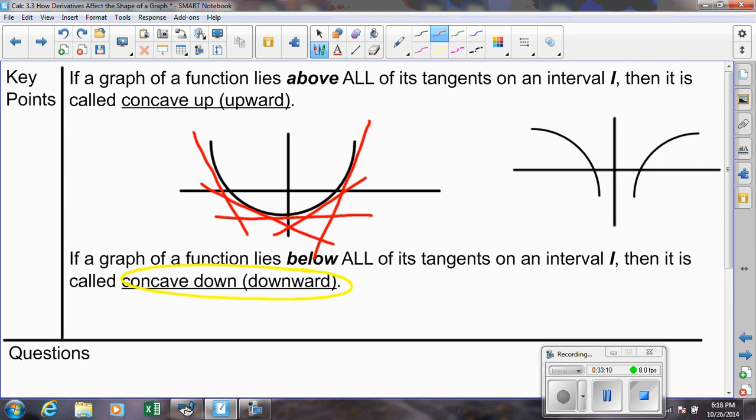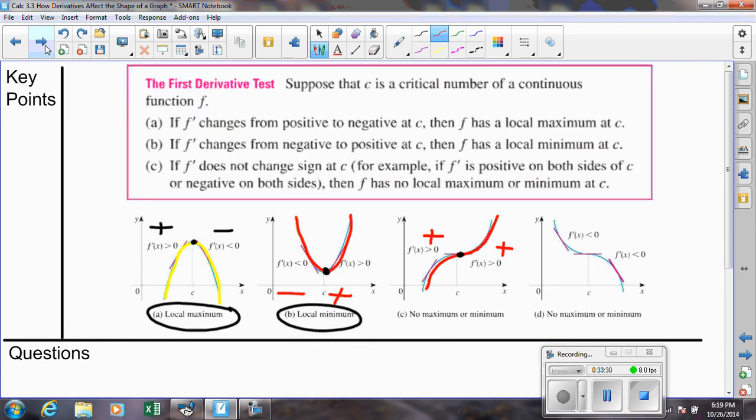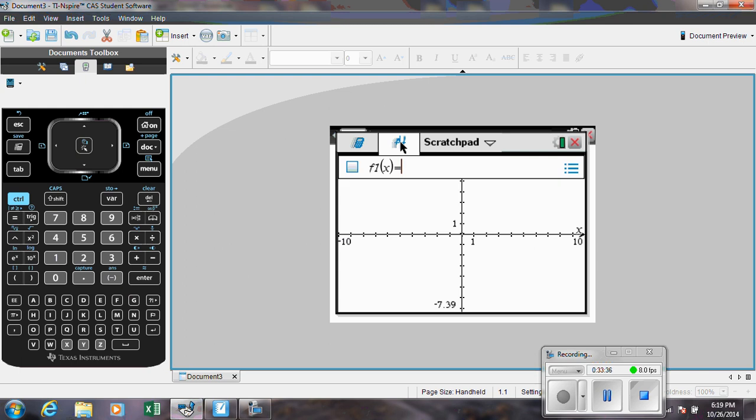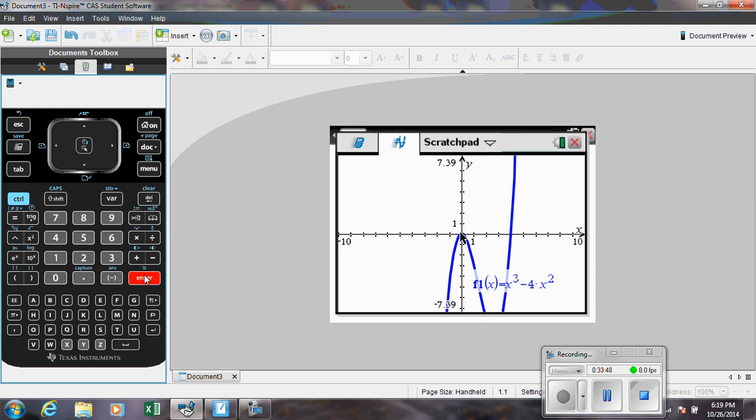Being able to find places where we have concave up and concave down is another crucial part of our learning objectives. Please remember, our second learning objective was to be able to find the intervals of concavity, where it's concave up and concave down. Well, once again, we know that we could go back and look at a graph, and I got rid of it, but if we had x to the third minus 4x squared, we could look at it and say, where do we wind up having these bowl shapes?